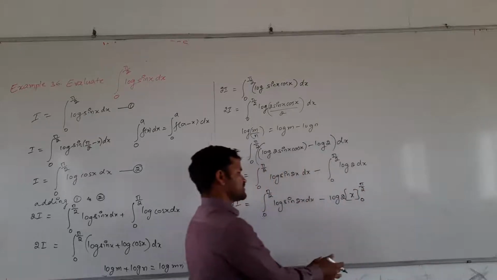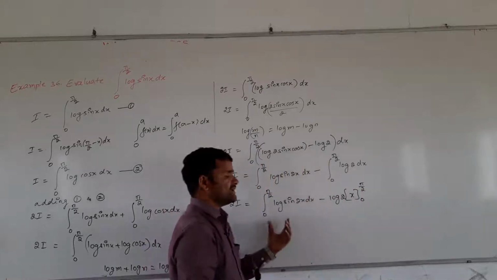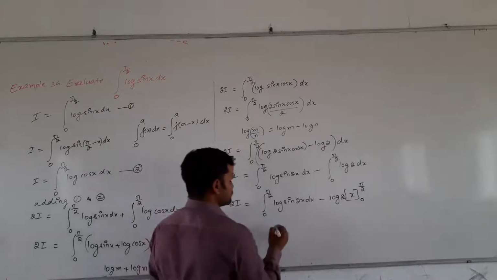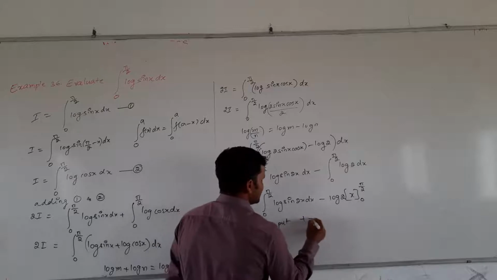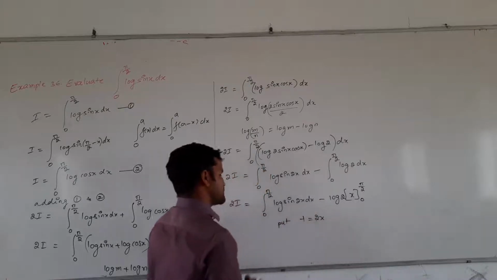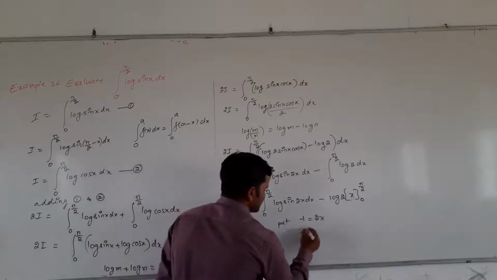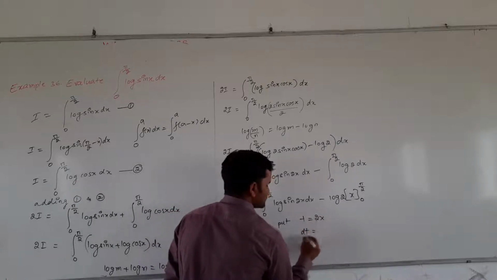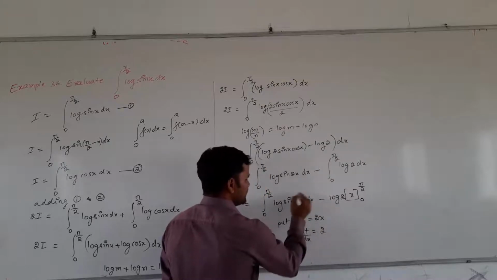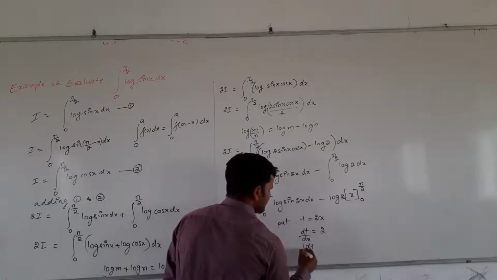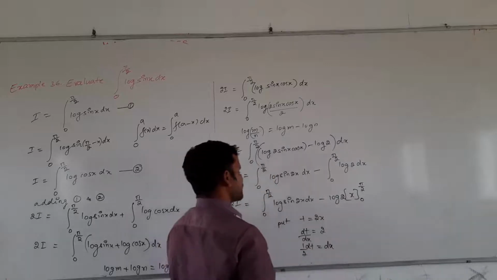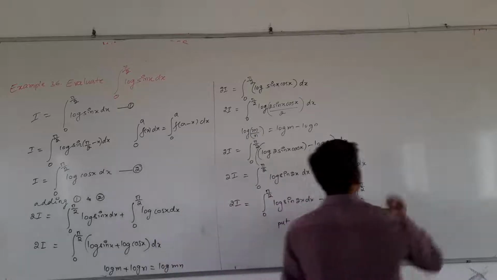Now we will go on substituting with this, we are left with only one integral here. In this integral, we will substitute t is equal to 2x. Let me substitute t is equal to 2x here. Then dt by dx is equal to 2. We have only dx here, so 1 by 2 into dt is equal to dx. What happens to the upper limits and lower limits?